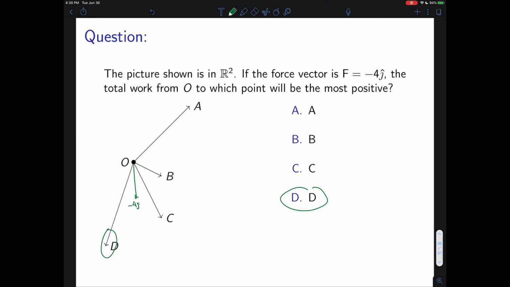All right, that's it for reviewing dot product, projection and decomposition, and then applying the projection and decomposition to work. We'll see plenty more applications of dot products and projections and decompositions later on. Okay, bye.